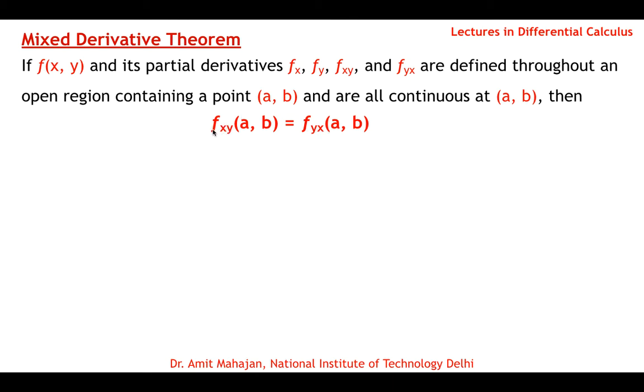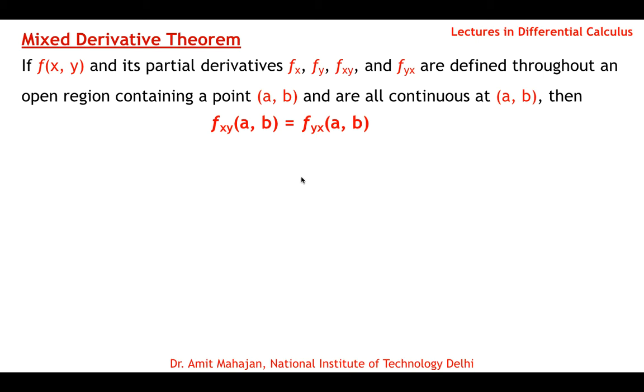So the function's partial derivative with x and then with y at (a,b), or with y and then with x at (a,b), they give the same result. So this continuity is important. If the functions are not continuous or the partial derivatives are not continuous, then they may end up with different results.